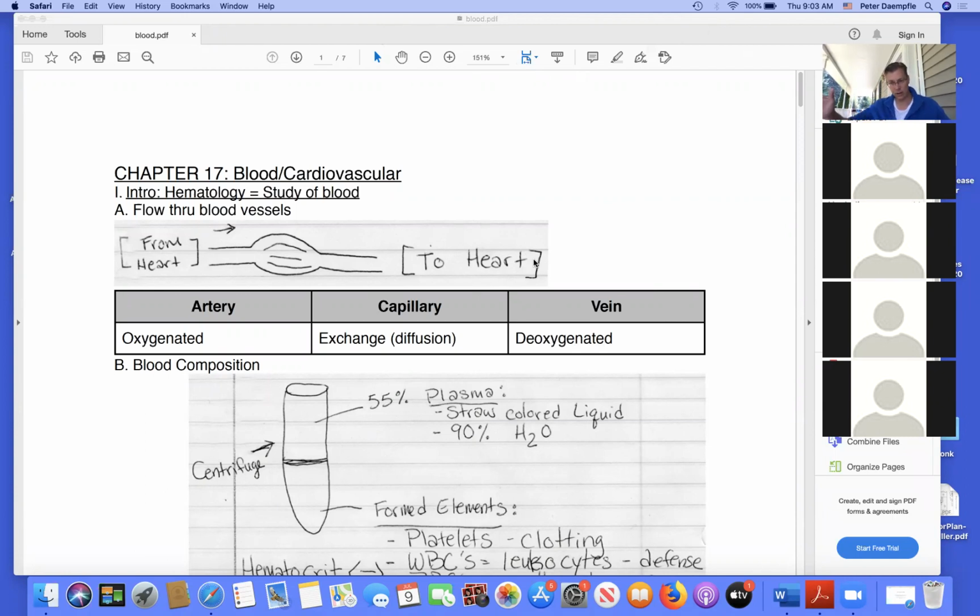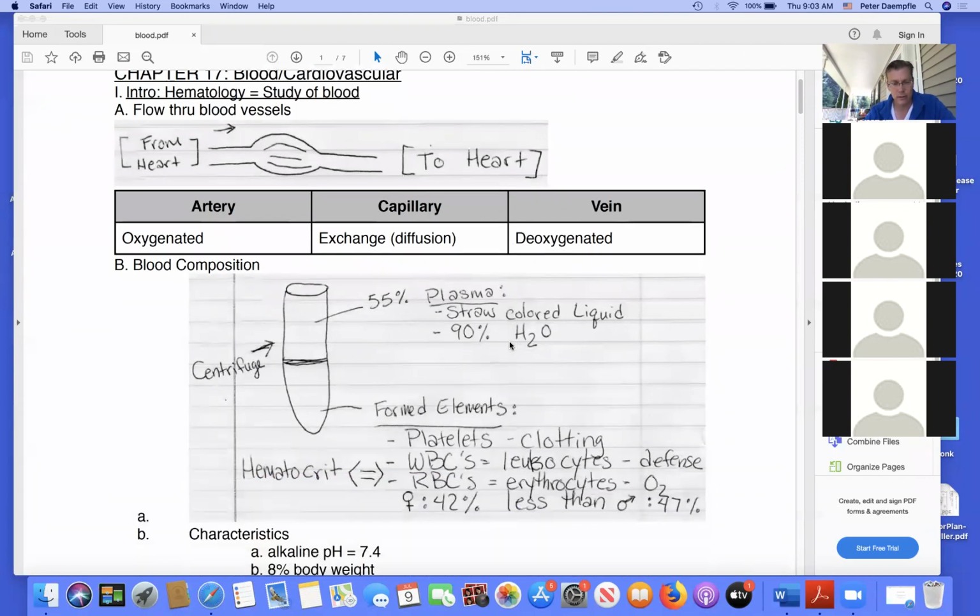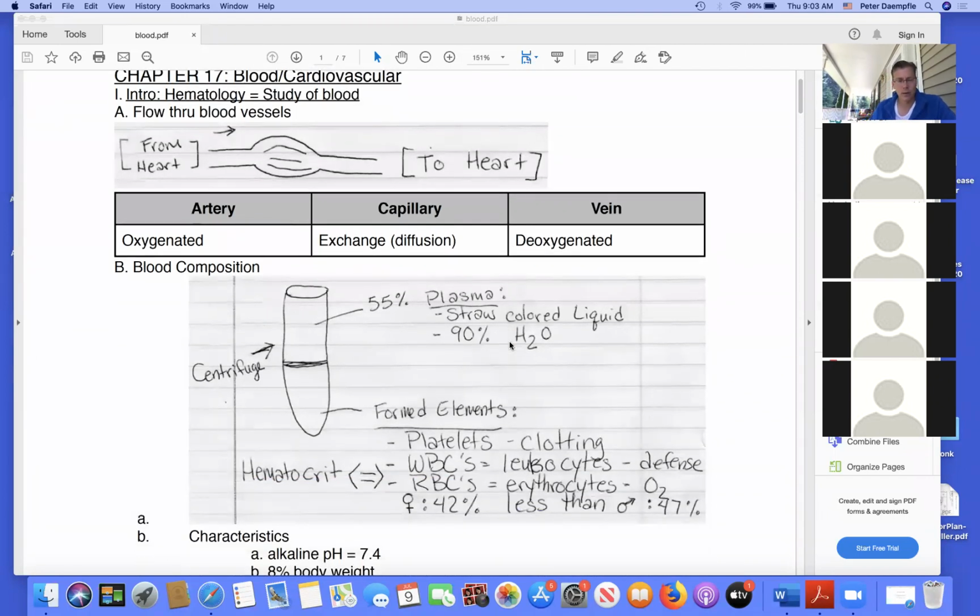All right, let's begin with the study of blood, known as hematology. We look at the blood in terms of its components. All right, blood is the life force.